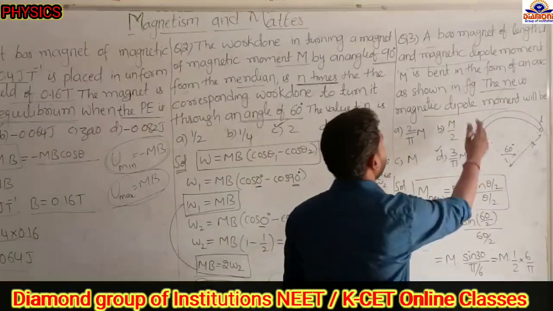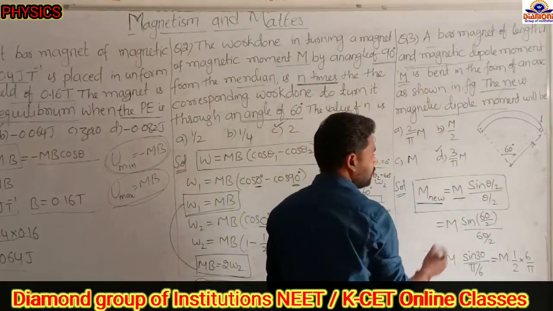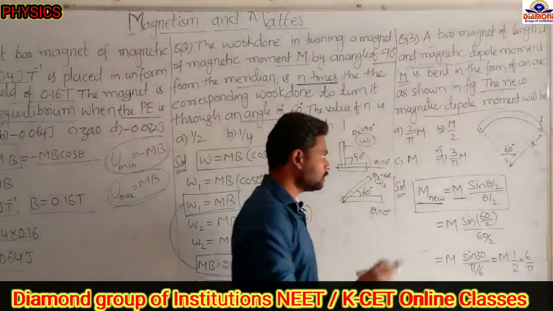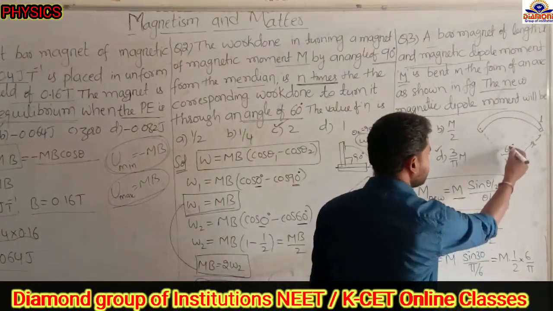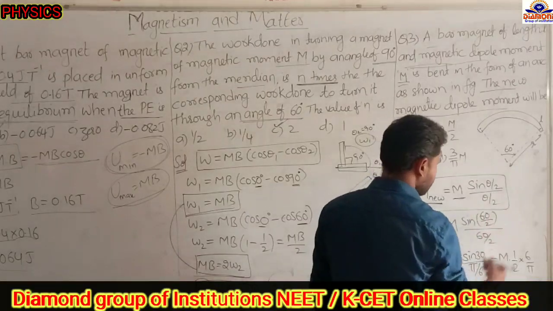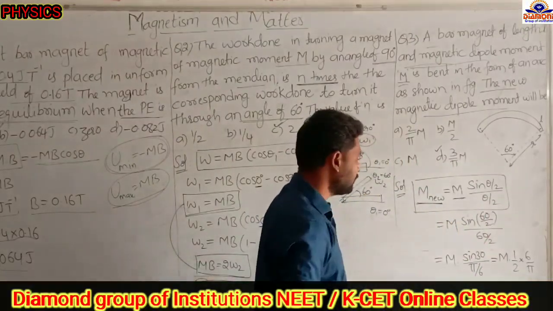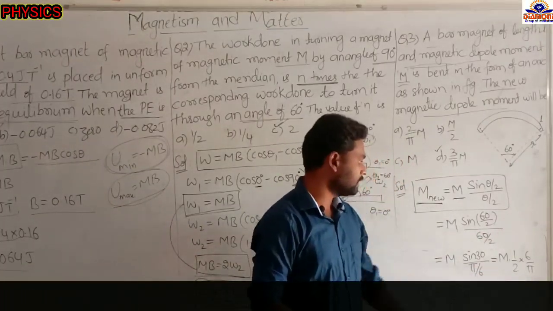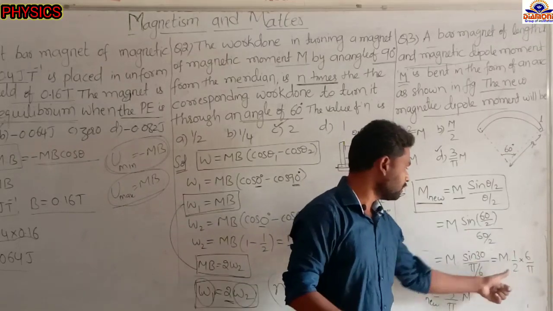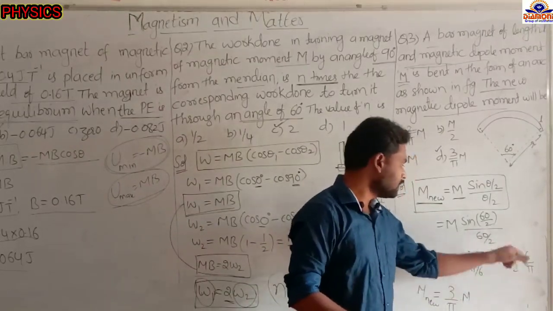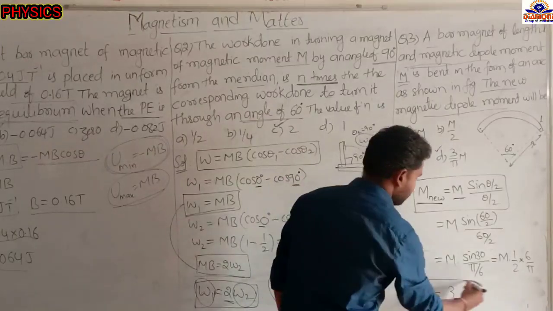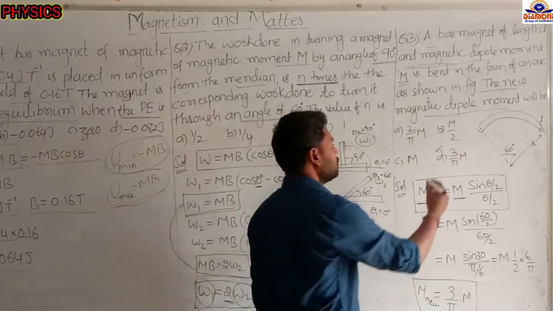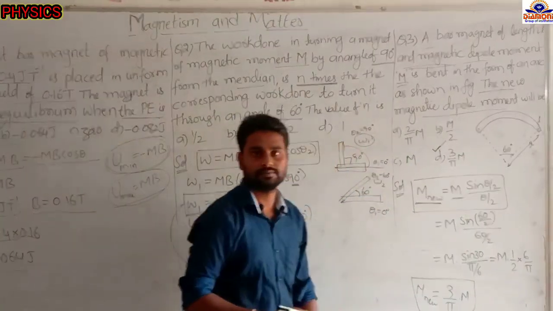So initially the magnetic dipole moment they gave is M into sine. How much angle is it making? After bending, it is making an angle of 60 degrees. The angle between the two ends is 60 degrees. So theta by 2 means 60 by 2, which is 30 degrees. Written in radians, that is pi by 6 radians. So M into sine 30, whose value is 1 by 2, divided by pi by 6, reversed it is 6 by pi. Simplifying, we get the new magnetic moment equal to 3 by pi into M, or 3M by pi. Okay, so option D is the right answer.